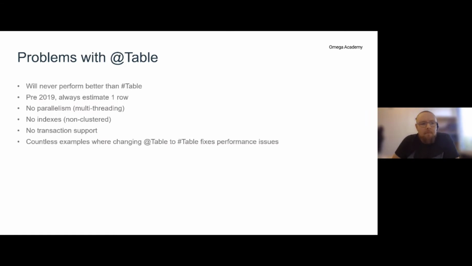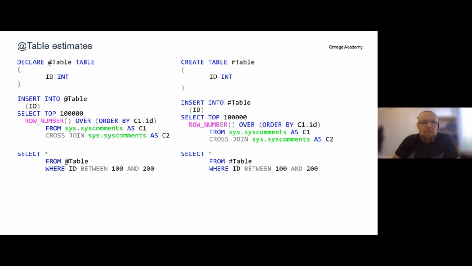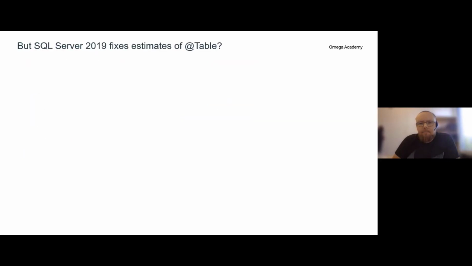I've seen countless examples where just changing the @ to a hash fixes performance issues. And here are some examples of this. You see the script on the left side is a declarative table, and the script on the right side is exactly the same. It's only a temporary table instead of declarative. In this case, you can see that SQL Server 19 said that they were not going to fix this problem, but make it better.